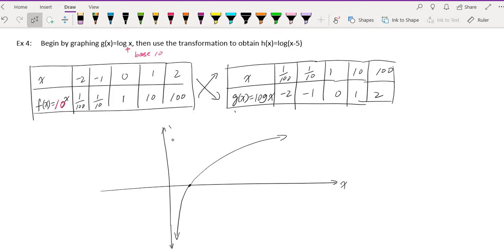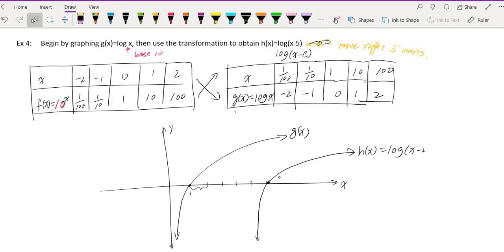Alright, so once you know this is g of x, hopefully you remembered, we have log x minus 5, which is just going to be log x minus c form, which means this is moved to the right 5 units. So here we're going to have h of x, which is equal to log x minus 5. Once you have your g of x, we'll move this 5 units to the right. You've got to remember, often the question asks you to graph your vertical asymptote as well.